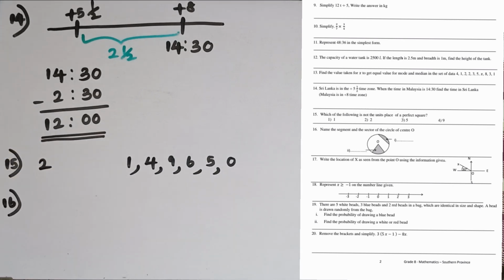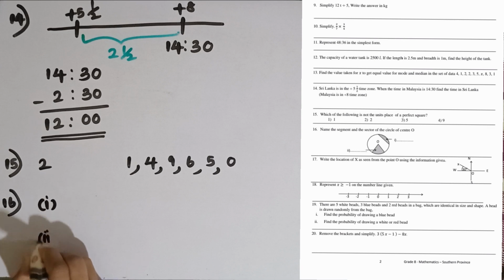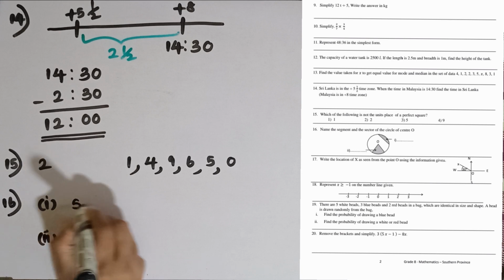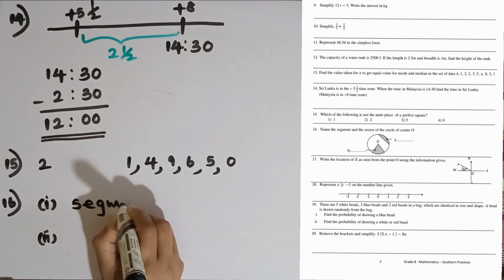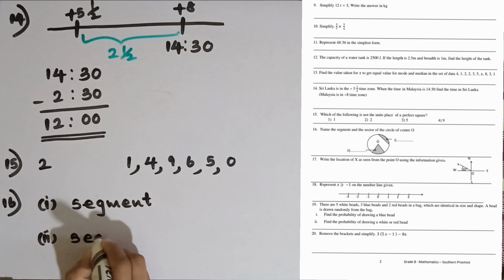Question number 16. Name the segment and the sector of the circle of center O. They are given as first one and second one. In the first one, the area is bounded by a chord and an arc of a circle. That is called a segment of a circle. Then in the second one, the region is bounded by two radii and an arc of a circle. That is the sector of a circle.